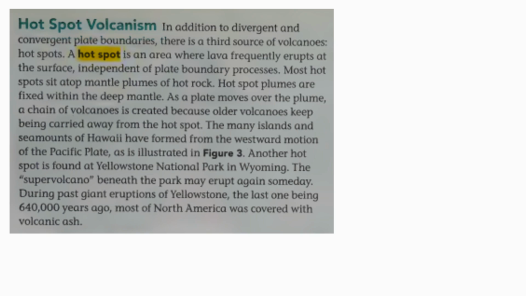As a plate moves over the plume, a chain of volcanoes is created because older volcanoes keep being carried away from the hotspot. The many islands and seamounts of Hawaii have formed from the westward motion of the Pacific Plate, as is illustrated in Figure 3.